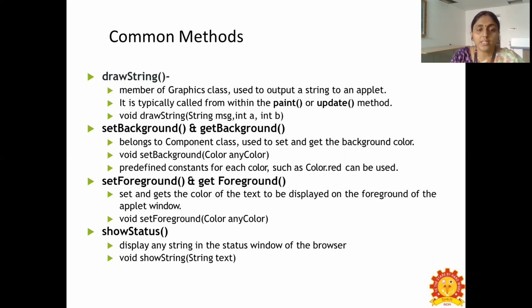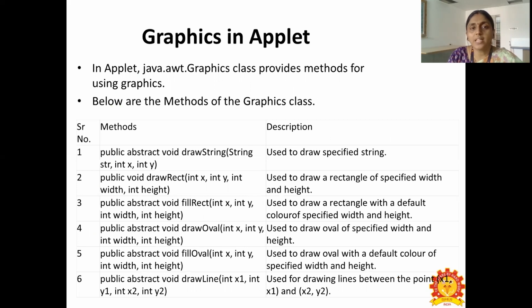And next is showStatus, which displays any string in the status window of the browser. So the applet window status bar will be there. In that, if you want to display any string, you can use showStatus to set the string value on the status bar. And now we will see the graphics in the applet window.